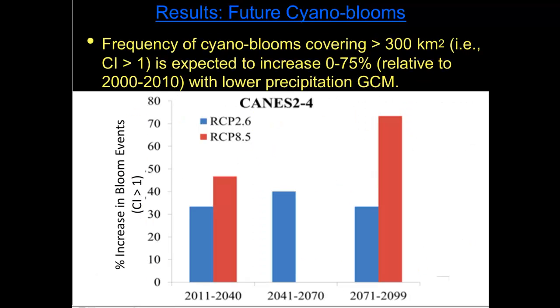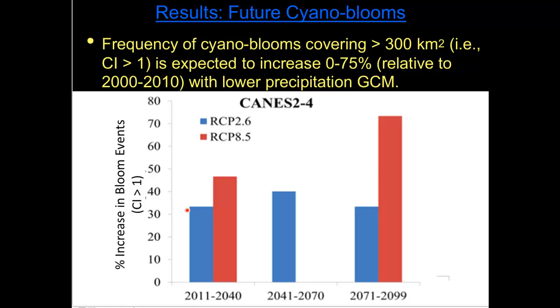So we'll start with the CANS model, and again, the CANS model is a GCM that predicts a lower amount of precipitation. On the vertical axis here, we're talking about the increase in bloom events relative to 2000 to 2010 with a cyanobacterial index of 1. So this is just your basic bloom events. What's the percent increase in bloom events we'll see?